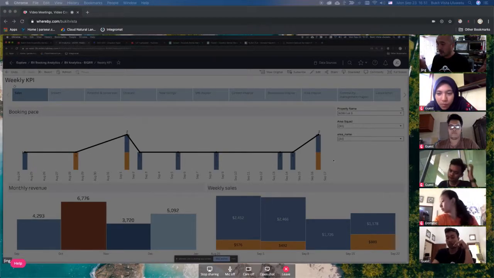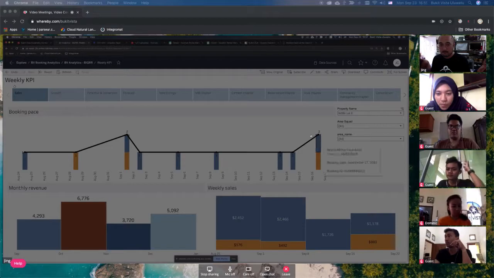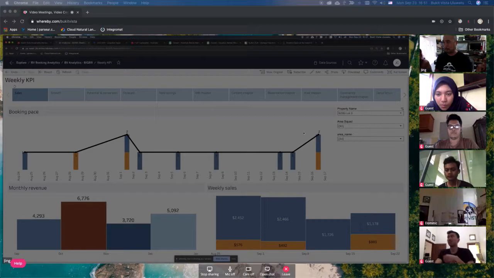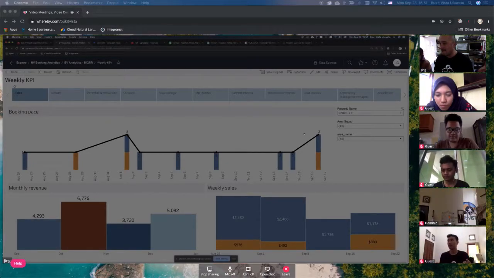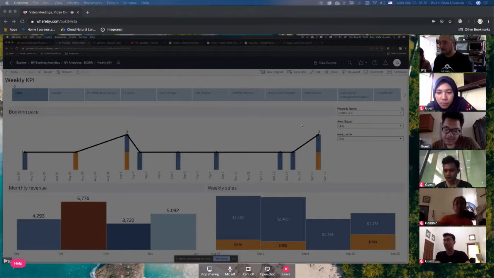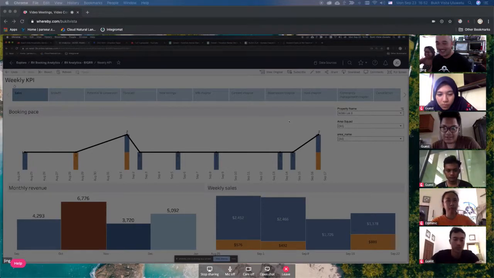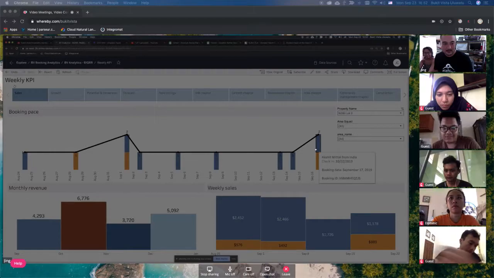Okay. Let's go over to Vita. Vita, do you agree with Gani? What is the type of the property? This is a villa, so it's being sold as a unit. 1 unit. So it's healthy. Okay. Let's go over to Alvin. Alvin, do you agree with Gani and Vita? The weekly sales. The booking pace is pretty good actually, especially for the next month, for the future booking. And the weekly sales also. It's still healthy for me.